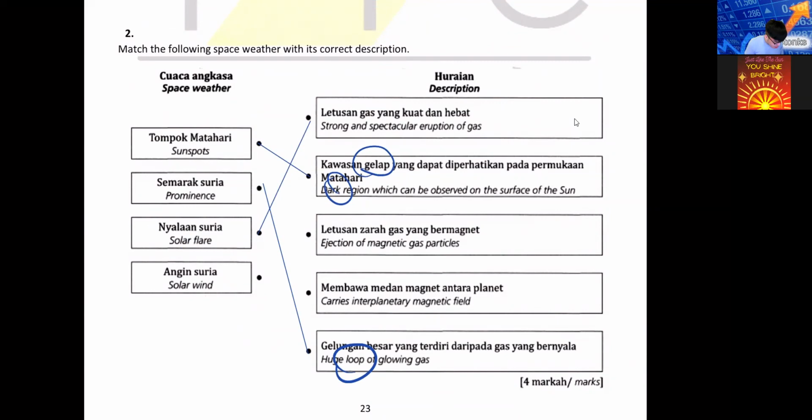Of course, your solar wind is gonna be ejection of planet gas particles. Okay, solar wind is full of radiation. If you get solar wind full on, you will get cancer. Okay, this thing is really, really dangerous. Okay, so the interplanetary magnetic field, that will be a magnetosphere. Okay, the Earth's protection layer.